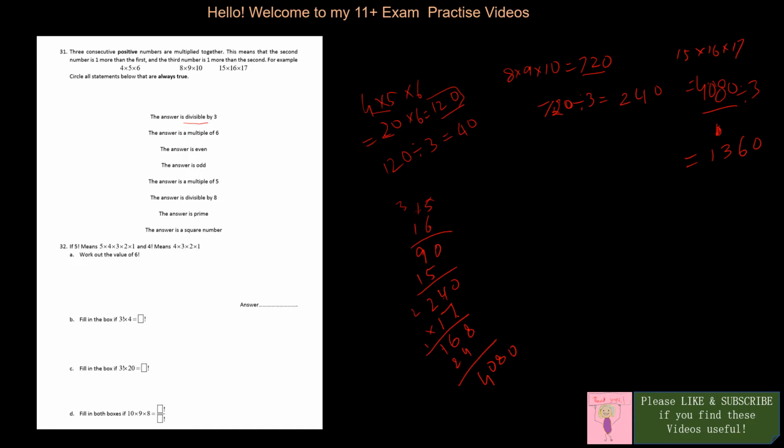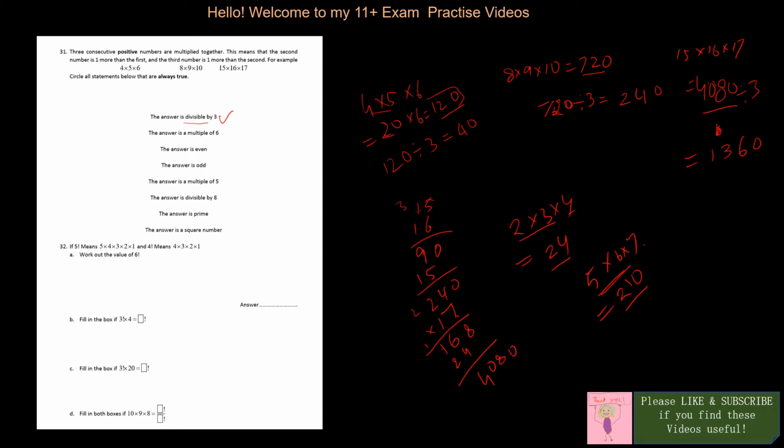So all of these numbers are divisible by 3, or all of the answers that you get by multiplying 3 consecutive numbers. If I try very simply 2 times 3 times 4, I get 6 times 4, which is 24, which is divisible by 3. If I try 5 times 6 times 7, I get 30 times 7, which is 210, and that is divisible by 3. So the answer is divisible by 3, that is correct.